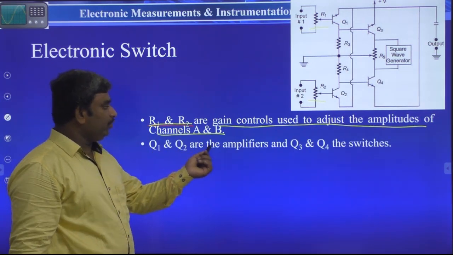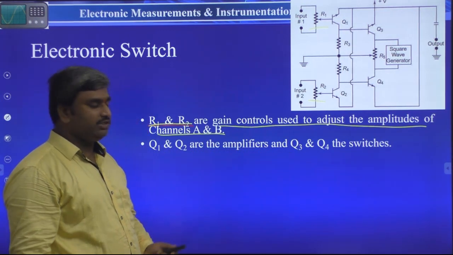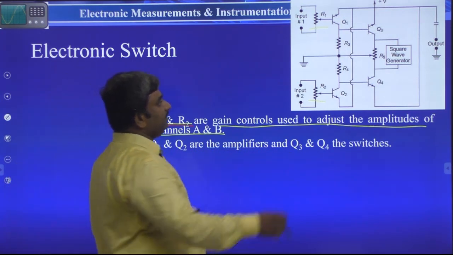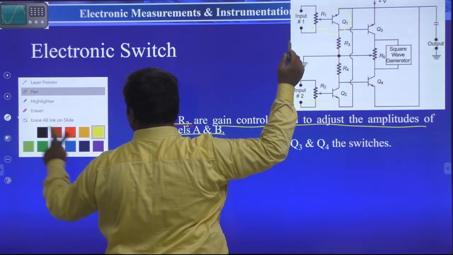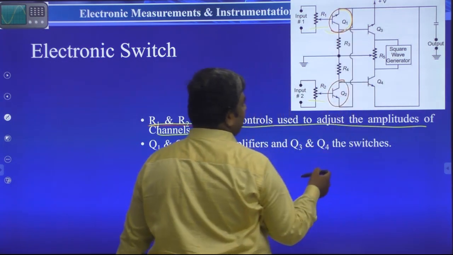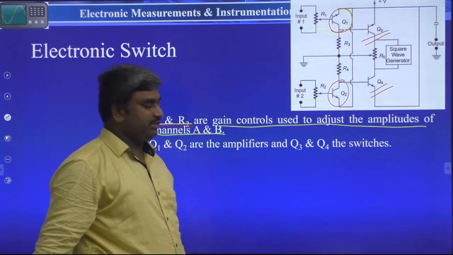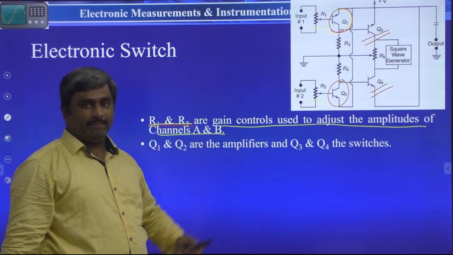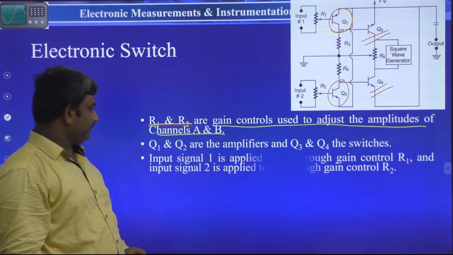Next, Q1 and Q2 are the amplifiers and Q3, Q4 are the switches. Here I said that previously we are using four transistors. These two transistors we are using as amplifiers. These two we are using as switches. Q1, Q2 are the amplifiers and Q3, Q4 are the switches.